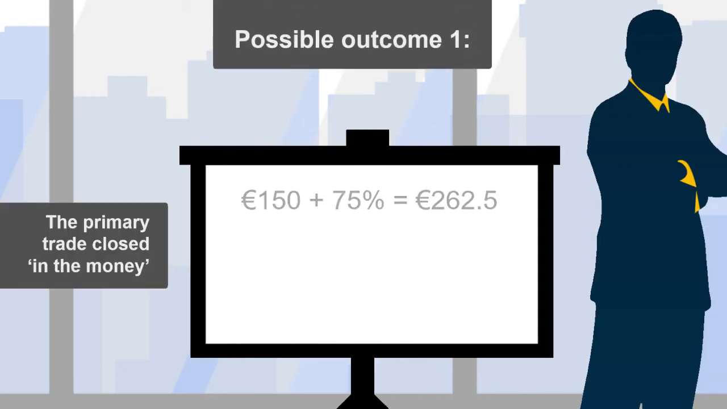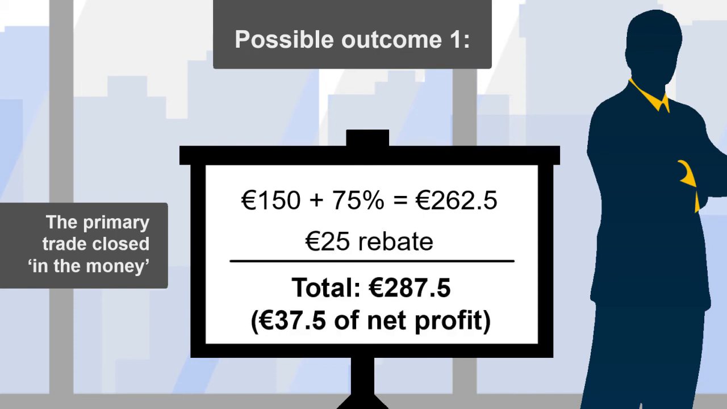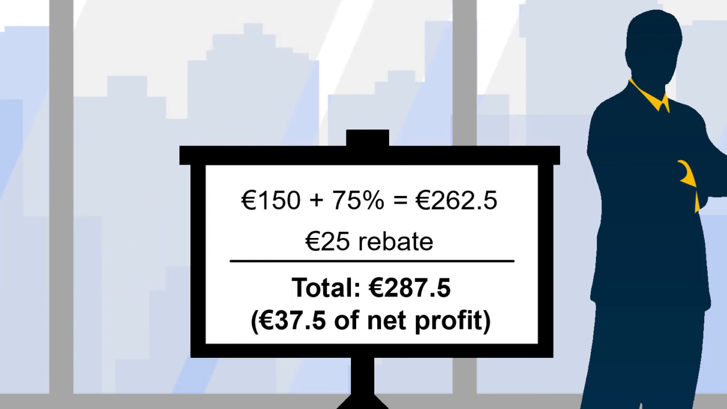If the primary trade closed in the money, then you will receive a total of 262.50 euros from the primary trade and 25 euros rebate from your secondary trade, making it a total of 287.50 euros and hence earning you a net profit of 37.50 euros.